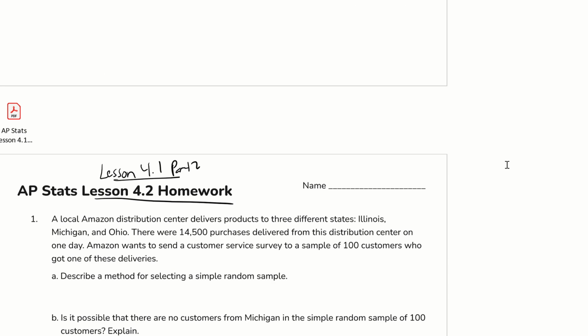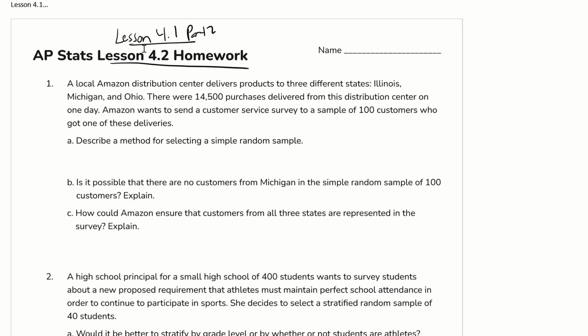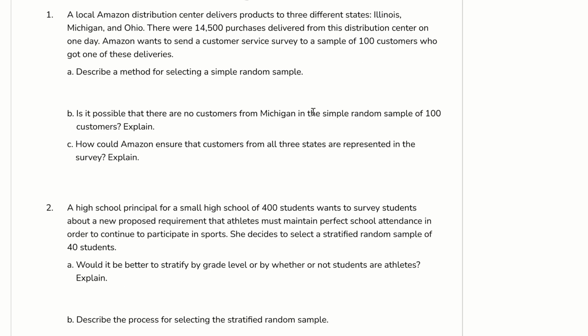All right, so let's go ahead and take a look at Lesson 4.1 Part 2, which again is called 4.2, but I said it was Part 2. A local Amazon distribution center delivers products to 3 different states: Illinois, Michigan, and Ohio. There were 14,500 purchases delivered from this distribution center on one day. Amazon wants to send a customer service survey to a sample of 100 customers who got one of these deliveries. Describe a method for selecting a simple random sample.